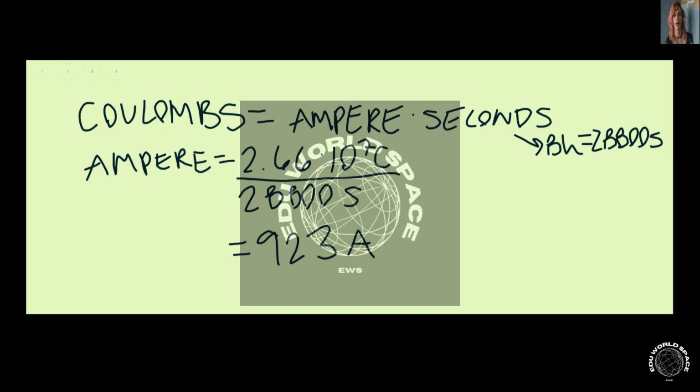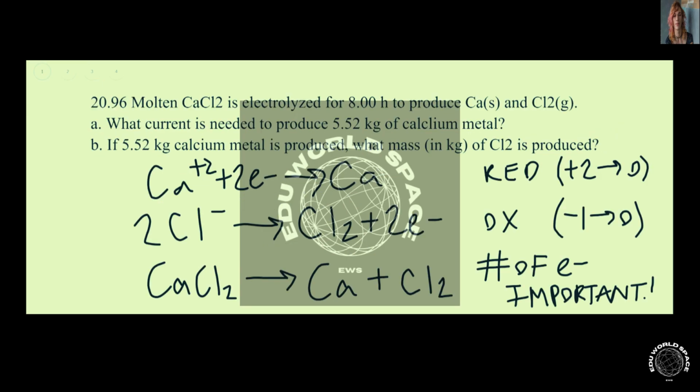And then coulombs are equal to the amperes that you're providing times the number of seconds that you're providing it for. And we're told that we're electrolyzing our molten CaCl2 for 8 hours. So 8 hours, 8 times 60 times 60, should give you 28,800 seconds. So the amperes that we have are equal to our coulombs divided by our seconds. So that gives us 923 amperes. So our first question in A was what current is needed to produce 5.52 kilograms of metal, and the answer is 923 amperes.